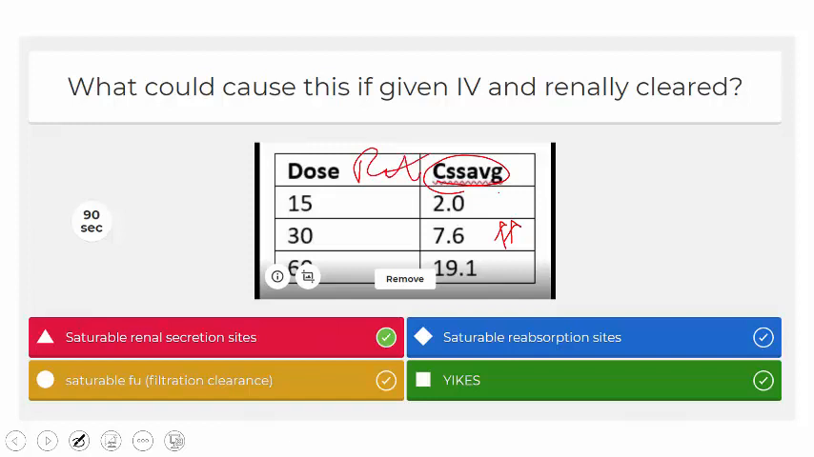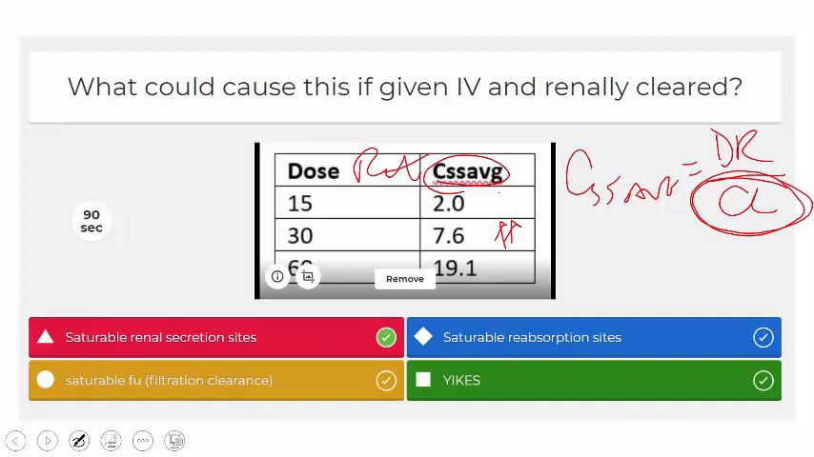So if it's given IV, we don't have to worry about bioavailability, do we? So it's really about dose rate over clearance. And it's cleared renally. Okay? And what's going on? We have a higher than expected CSS average, which means we have a decrease in our clearance as we increase our dose rate.